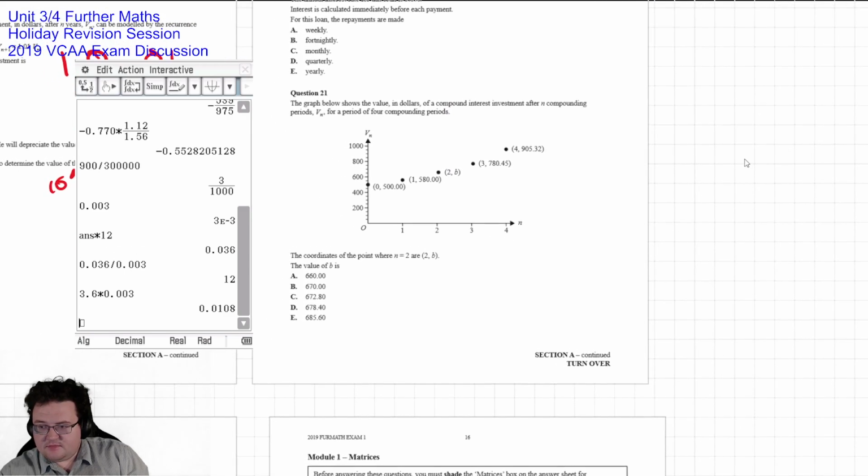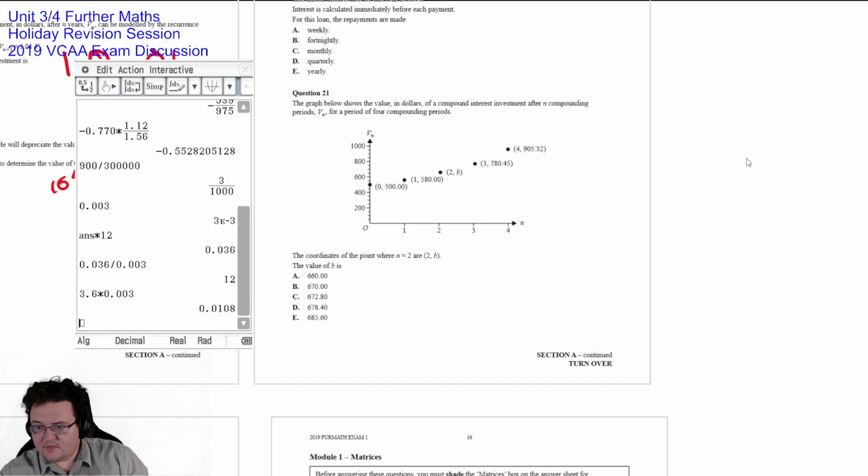Compound interest investment. After n compounding periods, the coordinates of where n is 2 are 2, b. What is the value of b? That'd be a good question.